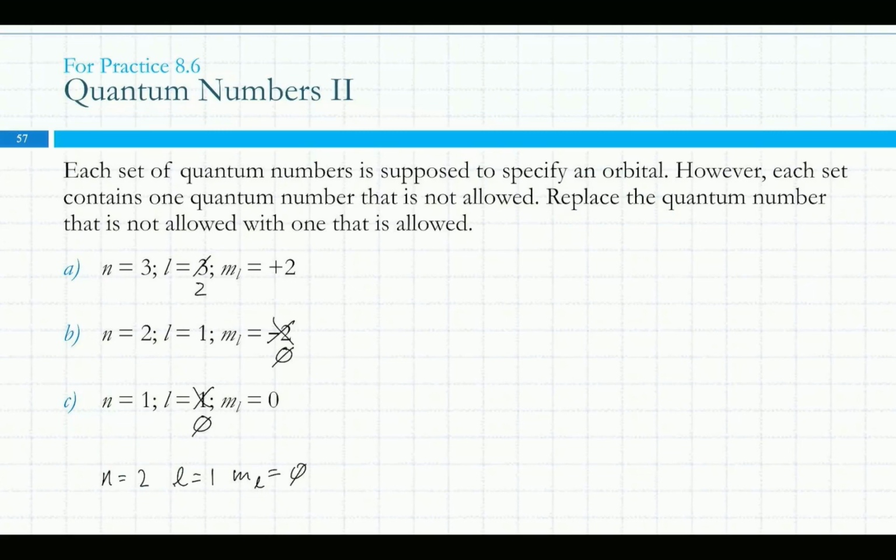So maybe another way you could think about this is that each quantum number tells you what the allowed quantum numbers are after it. So if N equals 3, then L could be 0, 1, or 2 because N equals 3. If L is 2, then it tells me that m sub L can be -2, -1, 0, 1, and 2.